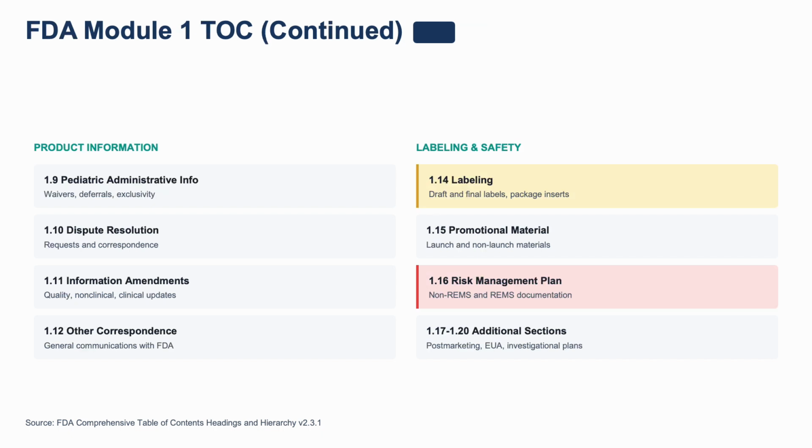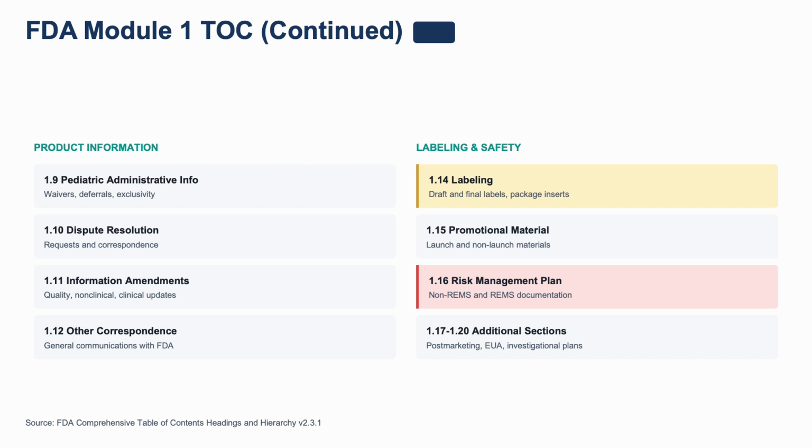Continuing with the FDA Module 1 structure, Section 1.9 covers pediatric administrative information including waivers, deferrals, and exclusivity determinations. Section 1.10 addresses dispute resolution procedures. Section 1.11 is for information amendments covering quality, non-clinical, and clinical updates that do not fit elsewhere. Section 1.12 captures other correspondence with FDA.